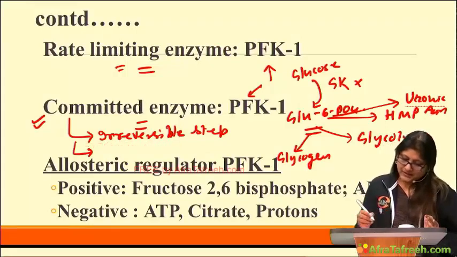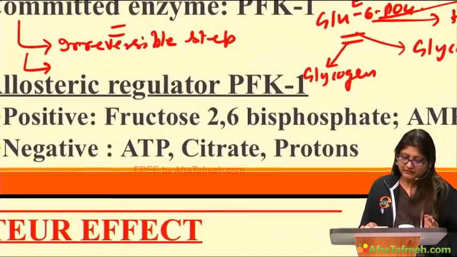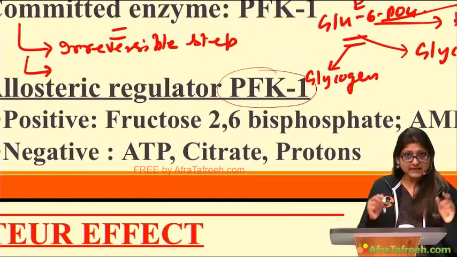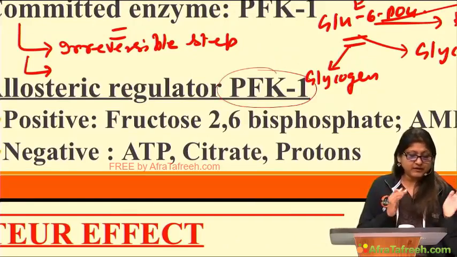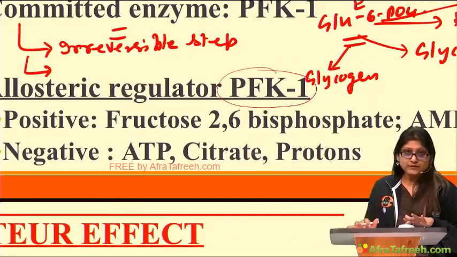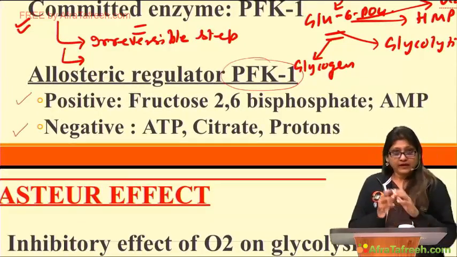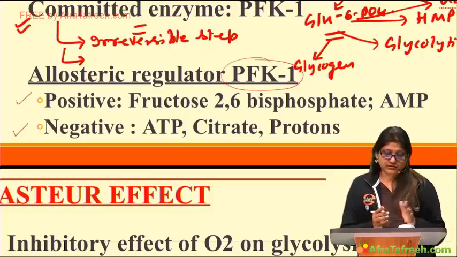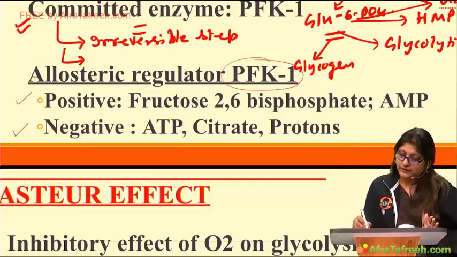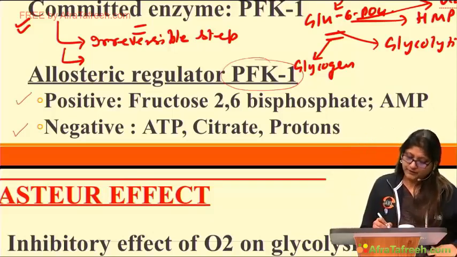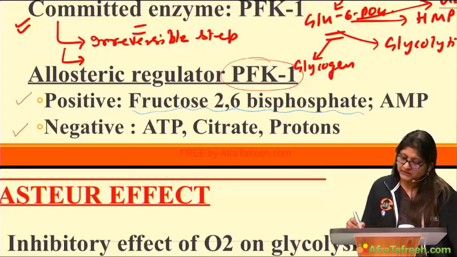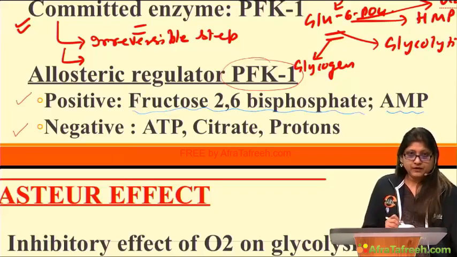Okay, now coming to the next important point, which is very, very important for you to note: whenever we are talking about PFK1, it's an allosteric enzyme having positive and negative allosteric factors. So you must know what is the positive factor for PFK1 and what is the negative factor. Every time I ask you to remember, this is a very, very important point. The positive factors for PFK1 are fructose 2,6-bisphosphate and AMP, and the negative factors are ATP, citrate and proton, right?